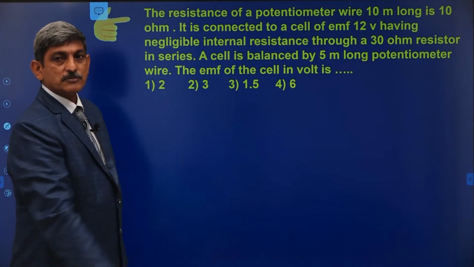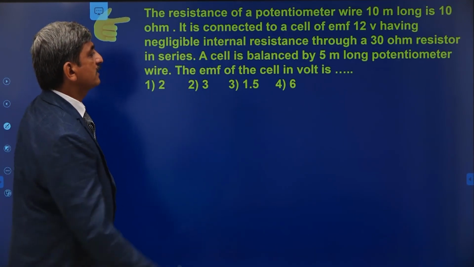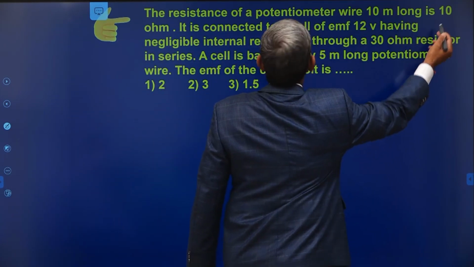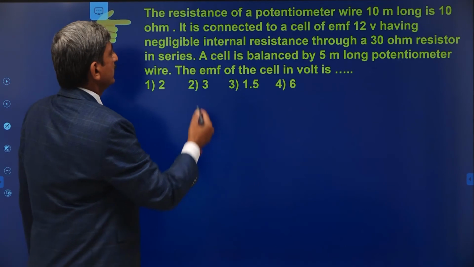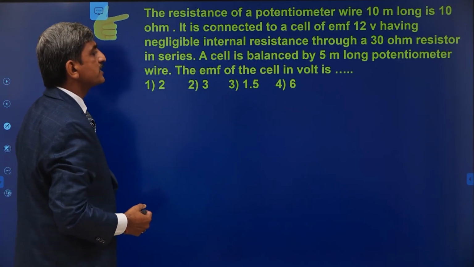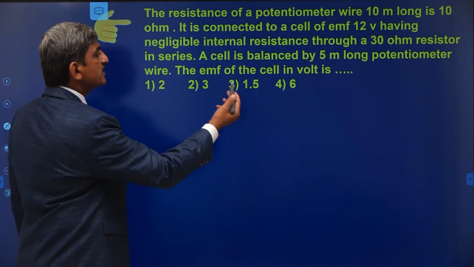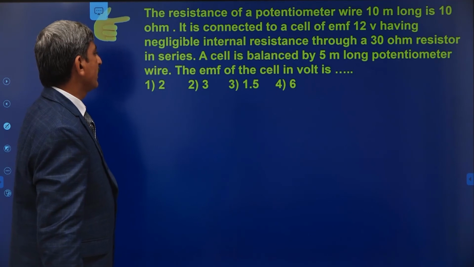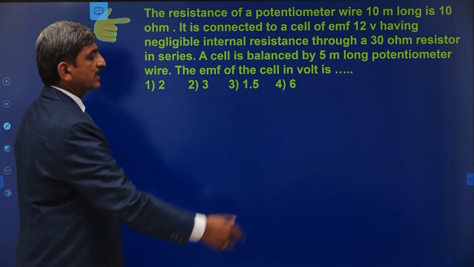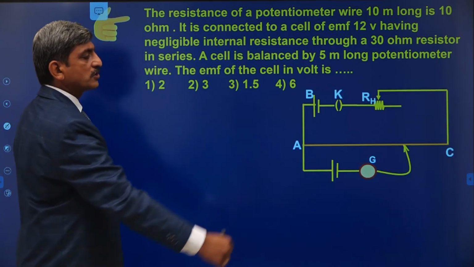Now, come to another problem. The resistance of a 10 meter long potentiometer wire is 10 ohm. It is connected to a cell of EMF 12 volts having a negligible internal resistance through a 30 ohm resistor in series. A cell is balanced by a 5 meter long potentiometer wire. The EMF of the cell in volts is dash. So for the problem, see the potentiometer circuit.